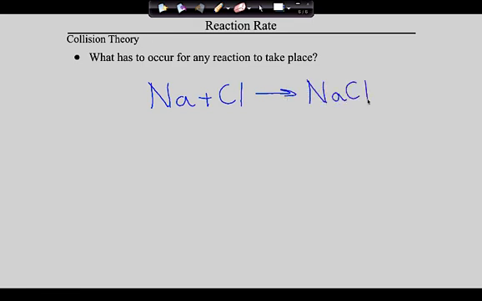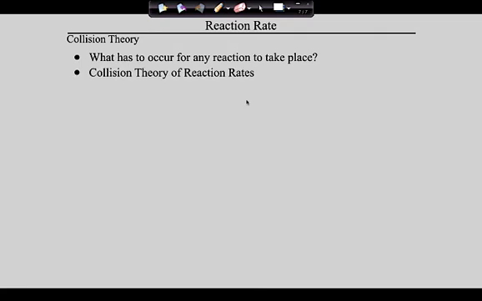Well, what has to happen in order for sodium and chlorine to turn into table salt? And fundamentally, the idea is these guys have got to run into each other. If they don't run into each other, they can't bond, and if they can't bond, they can't form products. So this is what we call the collision theory of reaction rates. And it simply says that for a reaction to occur, the reactants have got to collide.